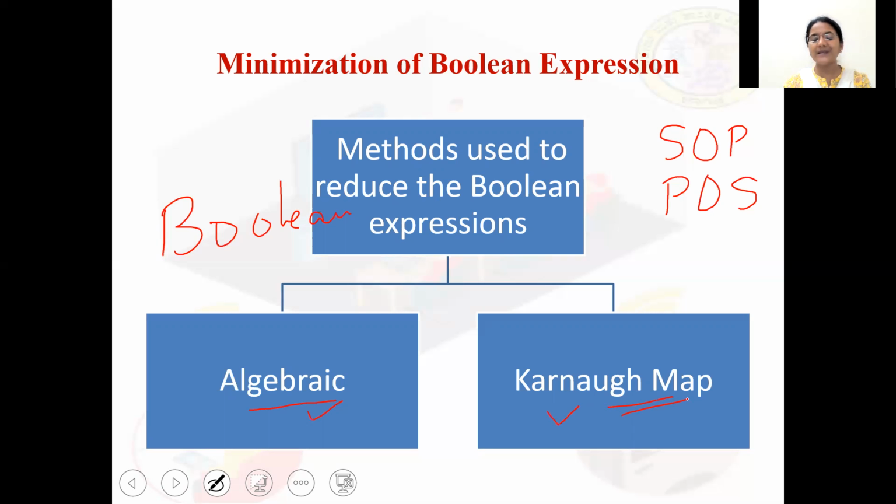In this Karnaugh Map method, we are writing a rectangular diagram with 2 power n cells, where n represents the number of variables in the function. If the function is having one variable, then we have 2 cells in the K-map. If the function is having 2 variables, then we have 4 cells. If your function is having 3 variables, then we'll have 8 cells, like that. Karnaugh map is the better approach in order to reduce a Boolean expression.